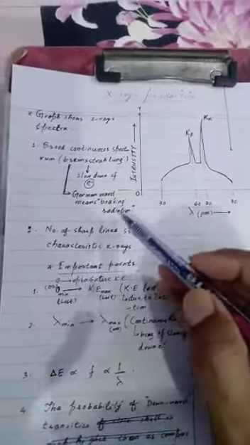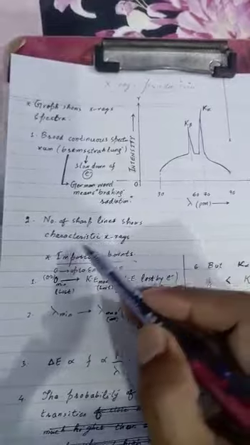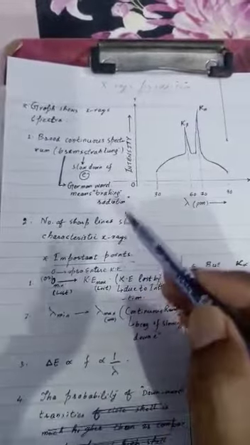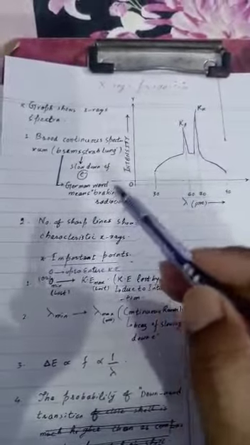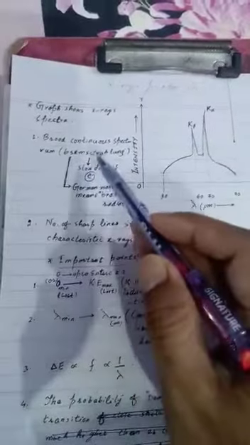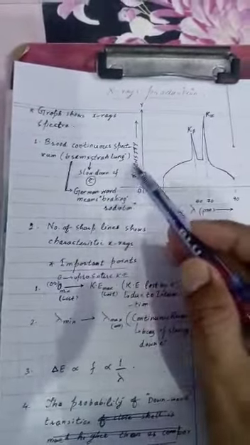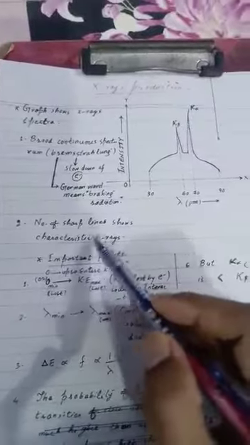Okay, number two, we have a number of sharp lines that show characteristic X-rays. So we have two spectra in this X-ray production. Number one, the broad continuous spectrum, Bremsstrahlung, and number two, characteristic X-rays.